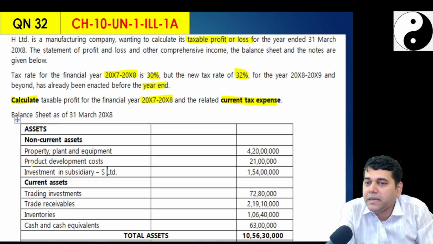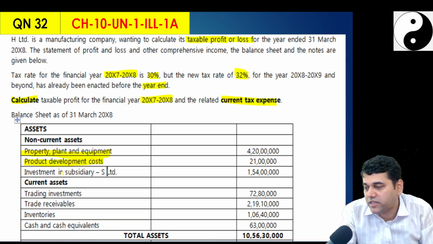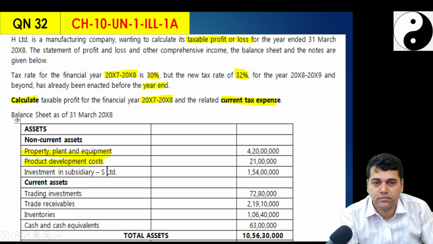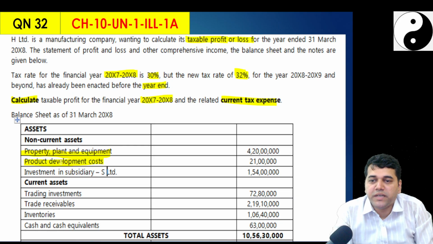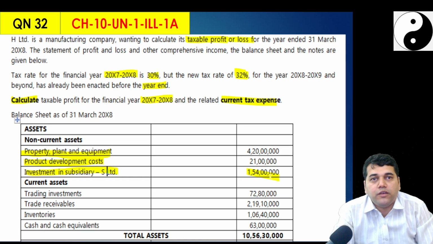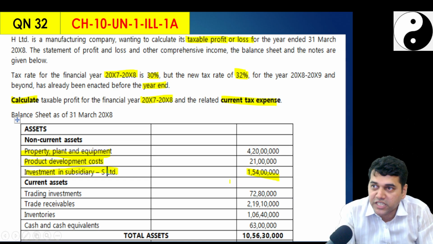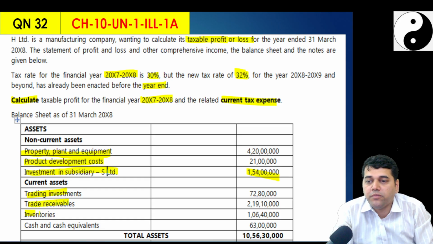So you have got the PPE and product development cost. PPE is an item of deferred tax. Product development cost is an item of deferred tax. Investment in subsidiary. Oh, what is this? A standalone financial statement. How do you know? Because if it was a consolidated financial statement, you would not have shown an item called investment in subsidiary. Now, is it at cost or fair value? We don't know, because we have an option as per Ind AS 27 to show it at cost or fair value. Trading investments, trade receivable, inventory, cash.